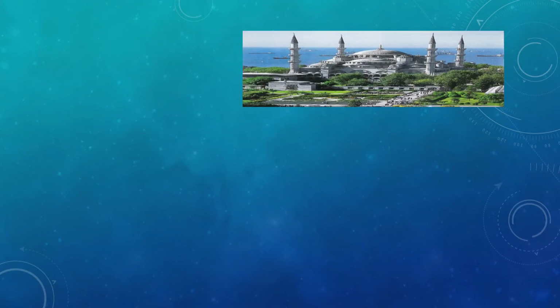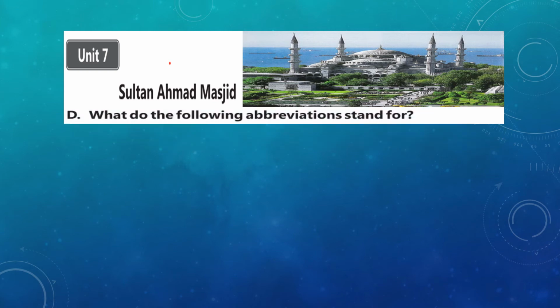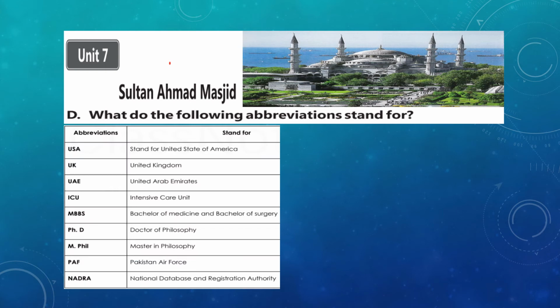Alright, the last exercise, vocabulary exercise of this unit is, what do the following abbreviations stand for? And I know that you have been doing such type of exercises in your previous classes. Some of these abbreviations are very common. You won't find them difficult. Let me read that list for you. The first abbreviation is USA, and that stands for United States of America. Next is UK, United Kingdom. UAE, United Arab Emirates.